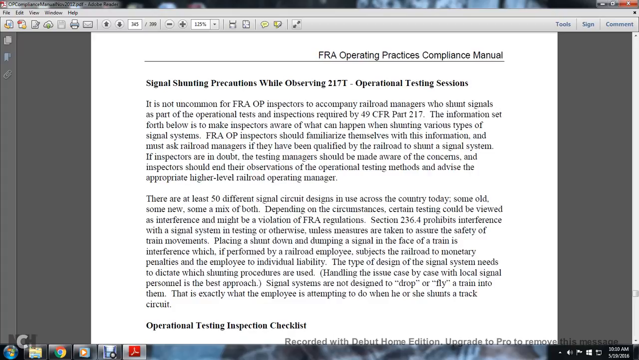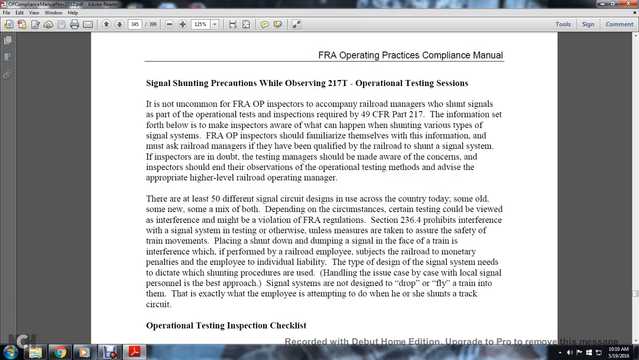Signal shunting precautions while observing the 217 operational testing session. It is uncommon for the FRA operational practice inspector to come up with the railroad manager when shunting signals to become an operational testing inspection required with Title 49 CFR Part 217. The information set forth below is to make the inspector aware of what can happen when silent shunting the various types of signal systems.